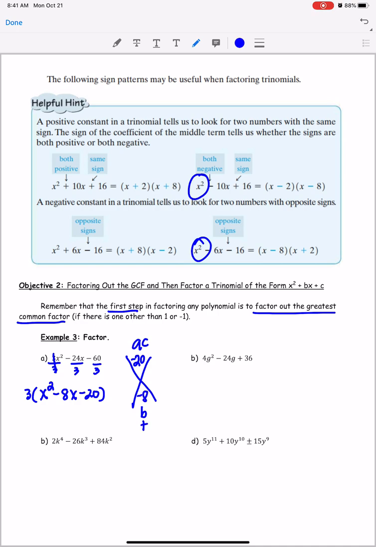So what adds up to negative 8 but multiplies to a negative 20? It's going to be negative 10 and 2. Negative 10 times 2 is negative 20. Negative 10 plus 2 gets me to negative 8. So now this factors to be x minus 10, x plus 2, and then remember to bring your GCF down of 3. So my final answer is 3 times x minus 10 and x plus 2.